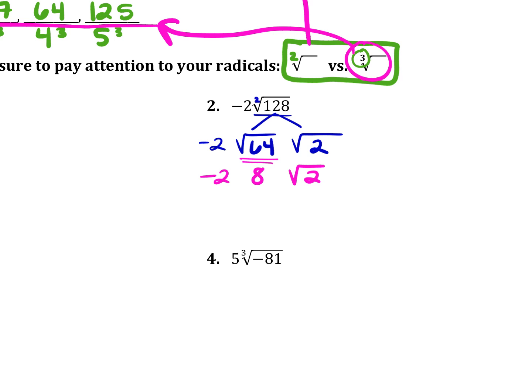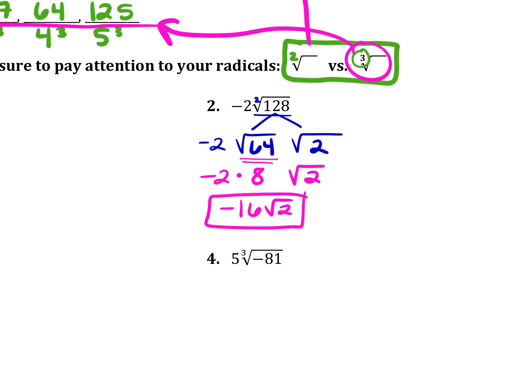Here's where I see a lot of mistakes happen. What's the operation happening between the -2 and the 8? Multiplication, okay? You are multiplying those two numbers, so don't add them together. It's not addition. It's always multiplication for those. So you're going -16 times the square root of 2.